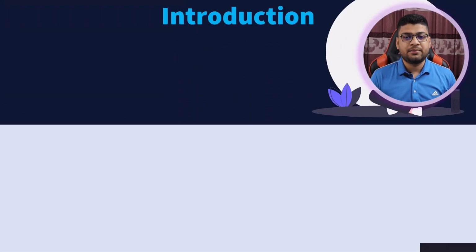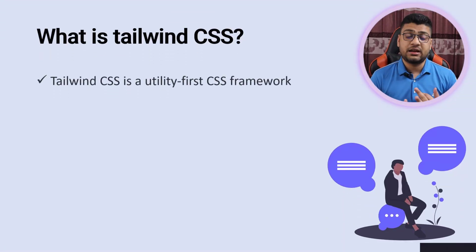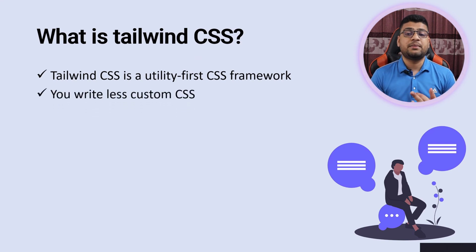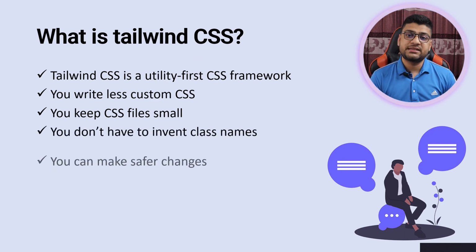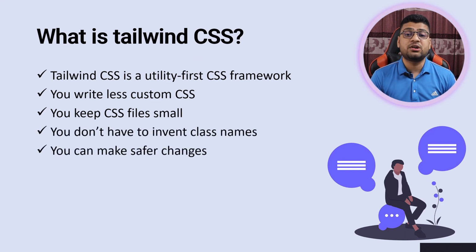So if I want to sum up why Tailwind CSS is most popular, number 1 is its utility first approach. Number 2 is if you use Tailwind CSS, you write less custom code. Number 3, you keep CSS files small. Number 4, responsiveness. And number 5, you don't need to invent or remember class names.